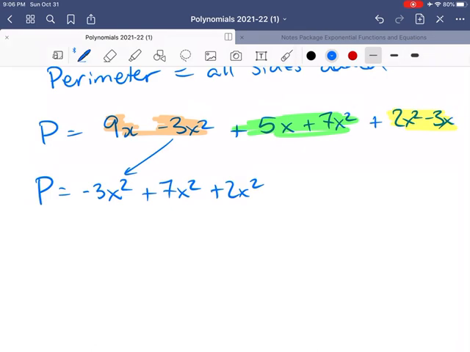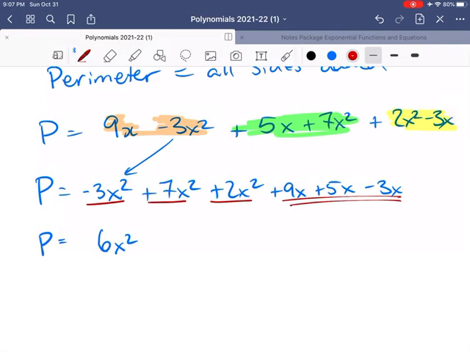So negative 3x squared, the positive 7x squared, and the positive 2x squared go together. And then we can also group the 9x, that's where it should go, the positive 5x, and the negative 3x together. Okay, the negative 3, the positive 7, and the positive 2. That'll give me 6x squared. And then we also have all the variable of x is added, and that's going to give us 11x. So the total perimeter is 6x squared plus 11x.